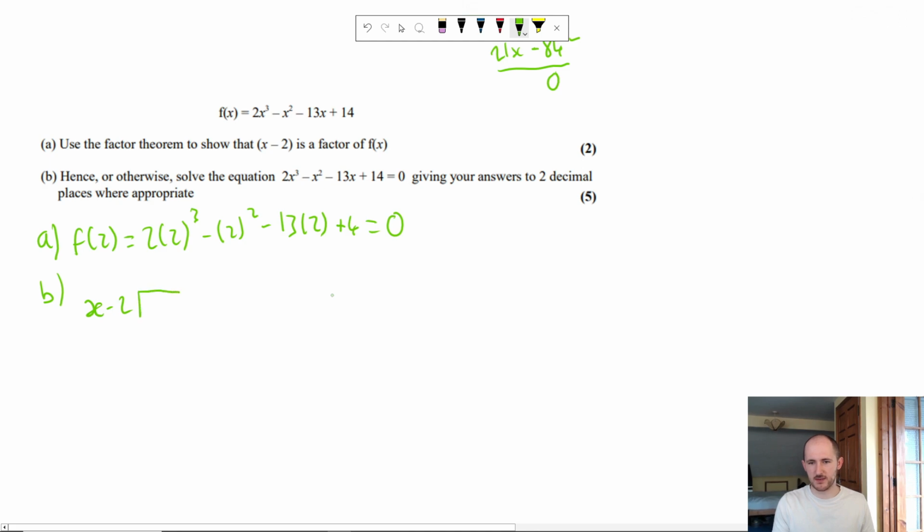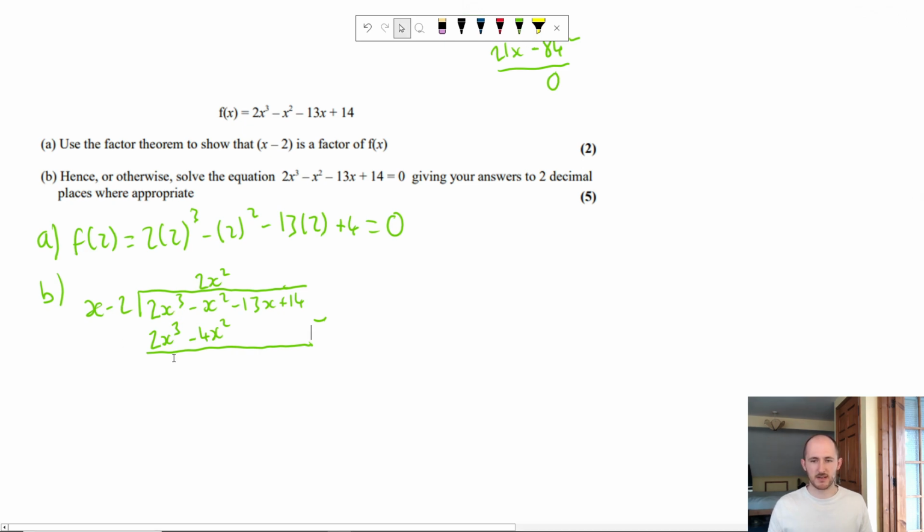x minus 2, then we have 2x cubed minus x squared minus 13x plus 14. So 2x cubed divided by x will obviously give us 2x squared. Times by x again gives us 2x cubed, which is exactly what we want. I know it seems like a weird redundant step, but that's how it works. 2x squared times minus 2, so 2 times minus 2 is minus 4x squared. Then draw our little line, subtract.